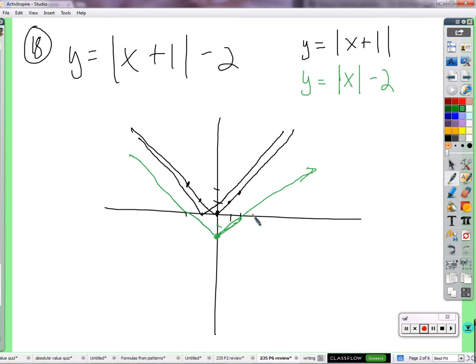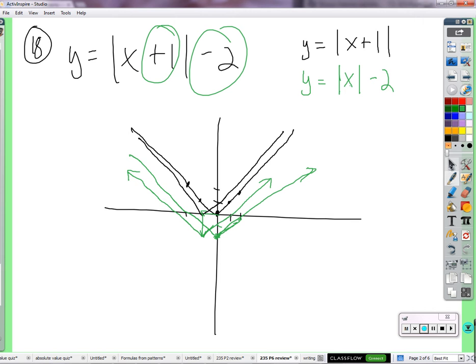So, adding 1 inside of the parentheses causes a shift to the left 1. Subtracting 2 outside the parentheses shifts it down 2. And so together, shifting to the left 1 and down 2, you'll see a graph that is shifted to the left 1 and down 2. Should look something like this. It kind of looks like that.